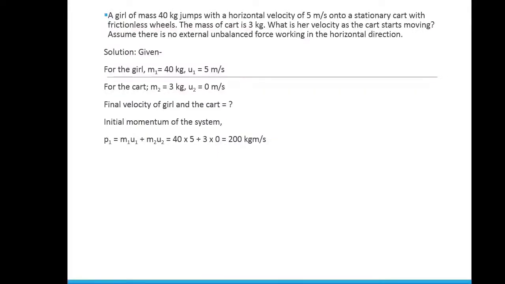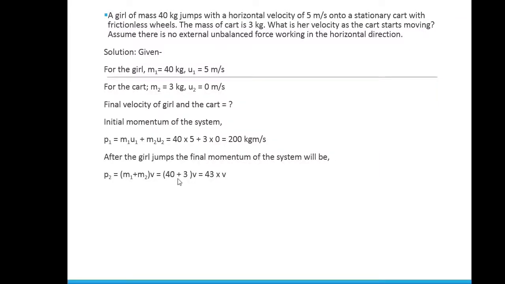Finally, what happens? The girl stands on the cart, so their masses add up. After the girl jumps, the final momentum of the system will be P2, that is P2 is equal to m1 plus m2 times v, where v is the velocity. m1 plus m2 is 40 plus 3, 43 times v. We are adding the masses because the girl jumps and stands on the cart. Whatever velocity the girl has, the cart also has the same velocity.